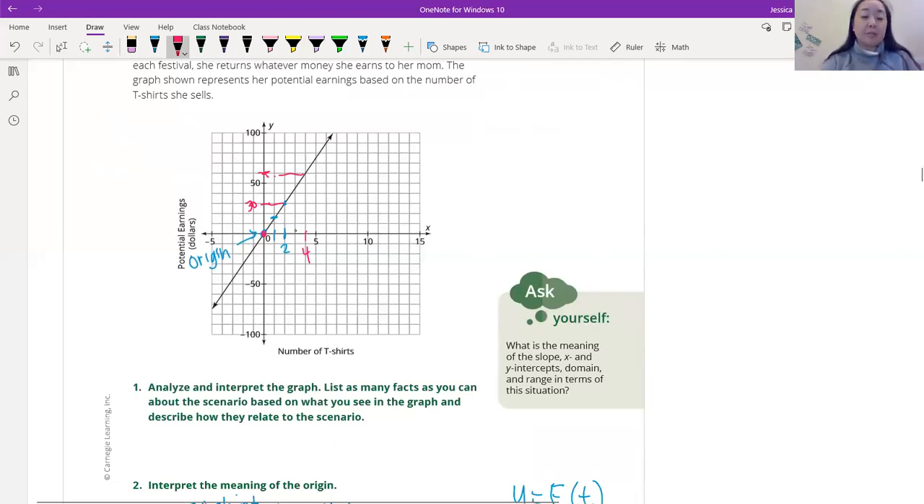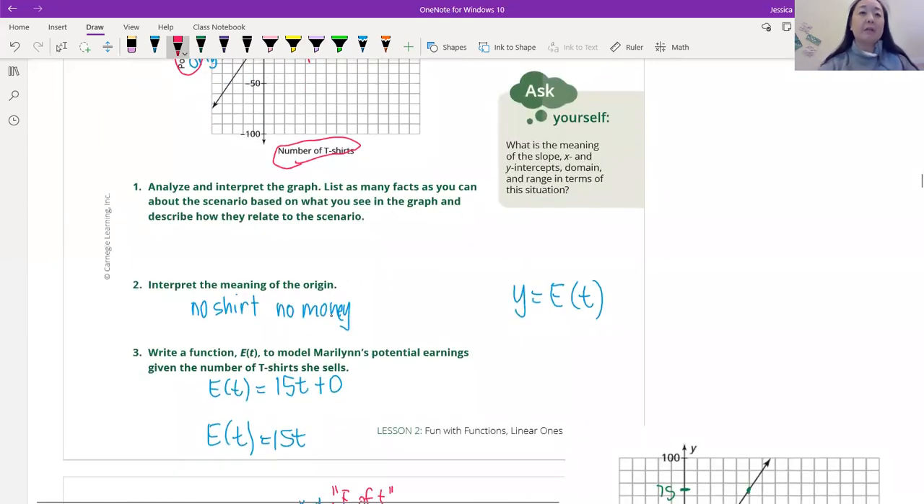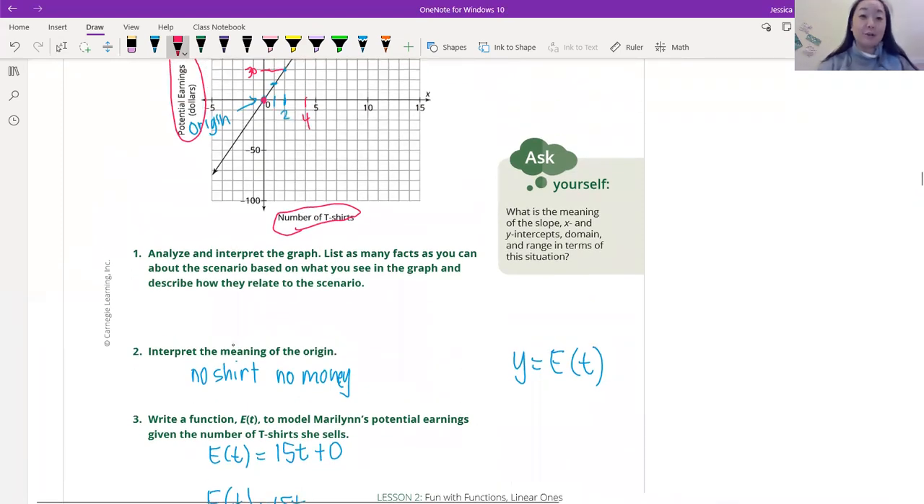So we don't change the price of the t-shirts. It's always going to be the same. So every single t-shirt is 15 bucks. Straight, makes it easy for calculations, right? So if you notice right here, the labels, potential earnings is for the y-axis, and the number of t-shirts sold is going to be for the x-axis. And we've already talked about the interpretation of the origin. Somebody said in class, no shirt, no money, right? So you don't sell any t-shirts, you don't get any money.